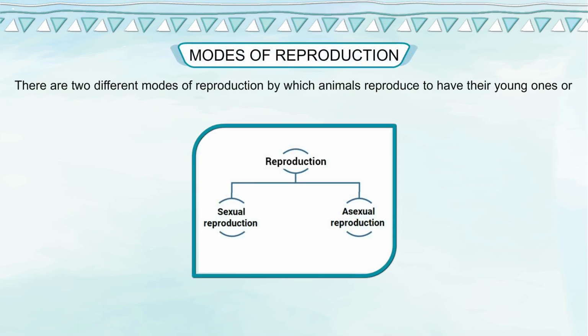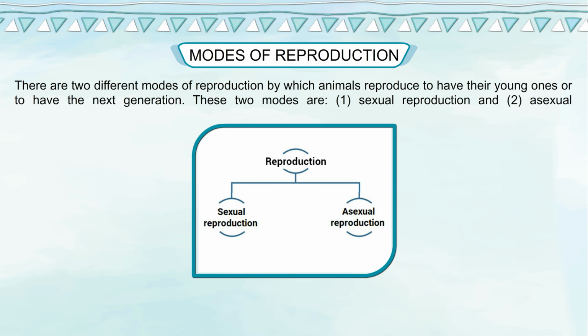Modes of reproduction. There are two different modes of reproduction by which animals reproduce to have their young ones or to have the next generation. These two modes are 1. Sexual reproduction and 2. Asexual reproduction.